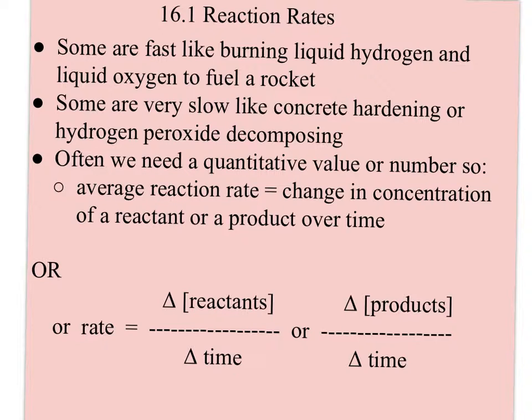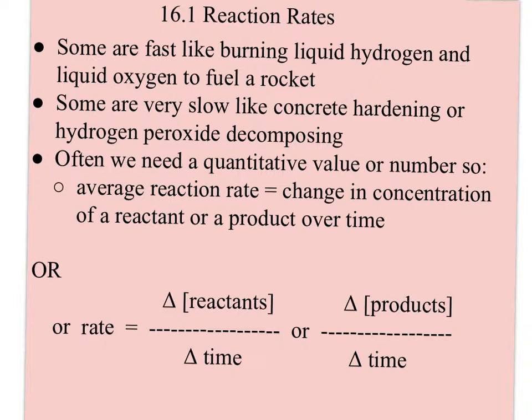So some reaction rates are naturally fast, like burning liquid hydrogen and liquid oxygen to fuel a rocket, and some are really slow, like concrete hardening or hydrogen peroxide decomposing. So sometimes we deliberately do things to speed up reactions, and other times we deliberately slow down reactions. Often we need a quantitative value or an actual number to express the reaction rate.